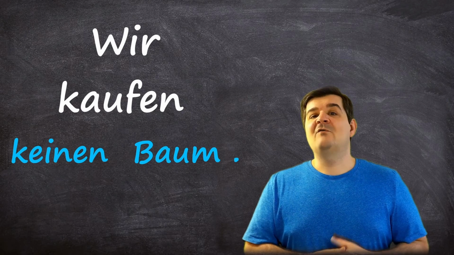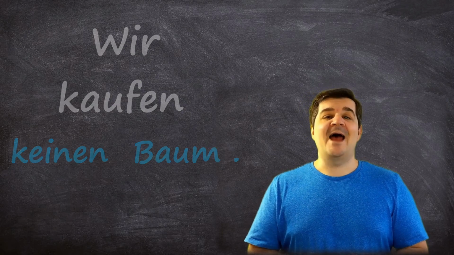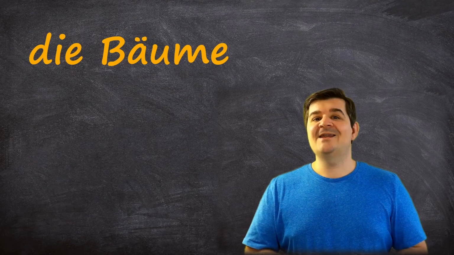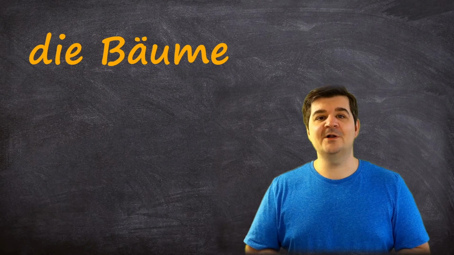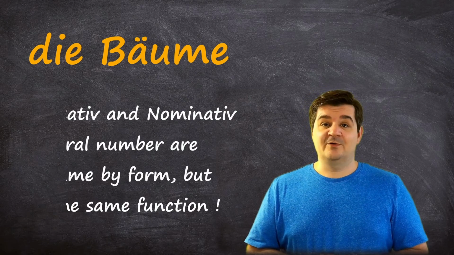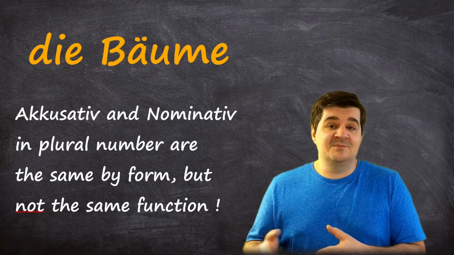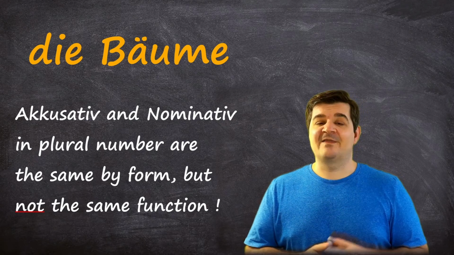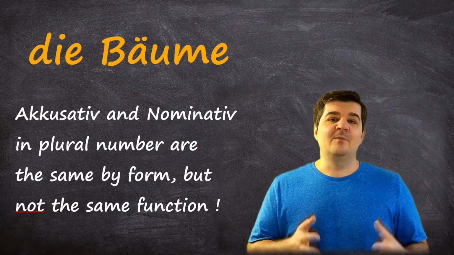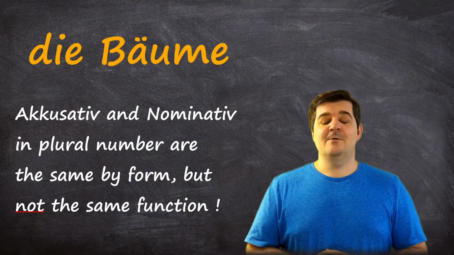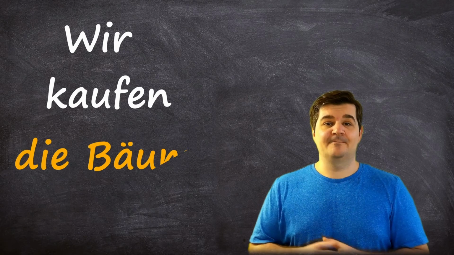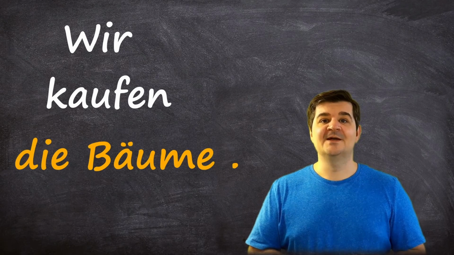And then we can go for plural once more, and here we have the plural of Baum, Bäume, die Bäume, in its original term in plural. And so we can say, because the accusative case in plural is die as well, just like the nominative case. This is a thing that you have to keep in mind. Nominative and accusative in plural are the same. So we will have wir kaufen die Bäume.